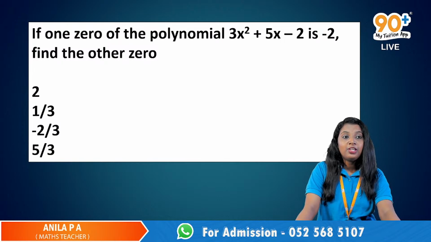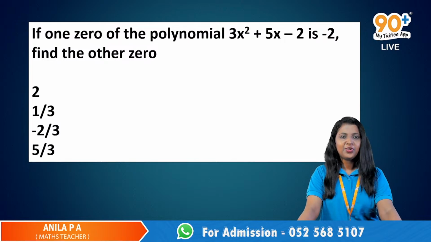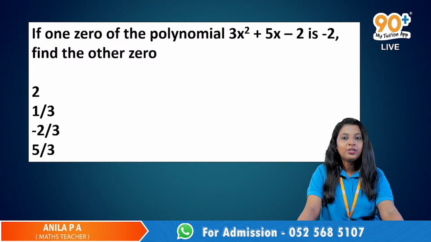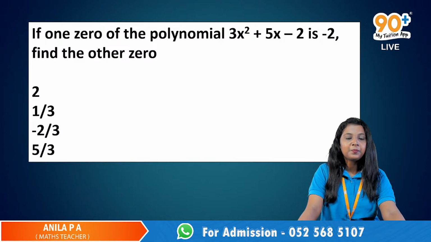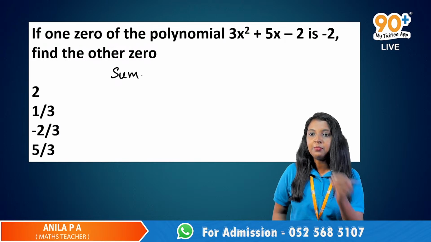One zero of the polynomial is negative 2. Find the other zero. Which method or which identity or which property can we use here? Okay, we know that sum of zeros. Okay, 1 by 3 is the answer.